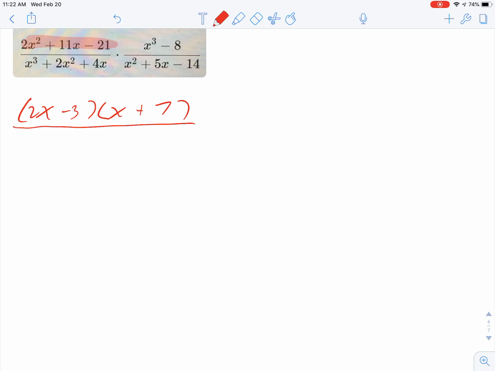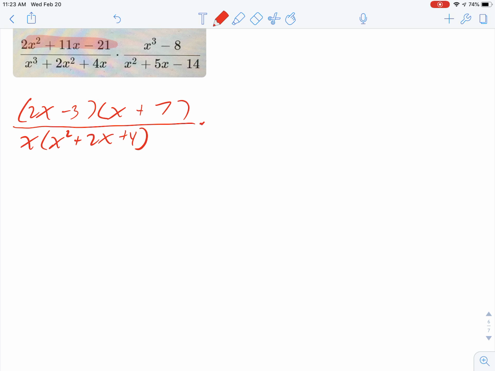In the denominator there, I see a GCF, so I'm going to factor out that GCF of x. So there's an x squared plus a 2x plus a 4 left. I'm going to look and see if this can be factored any further, but it can't. The only way to get the 4 is 1 times 4 and 2 times 2, and neither one of those gives you the 2. So that's factored as much as it can be.